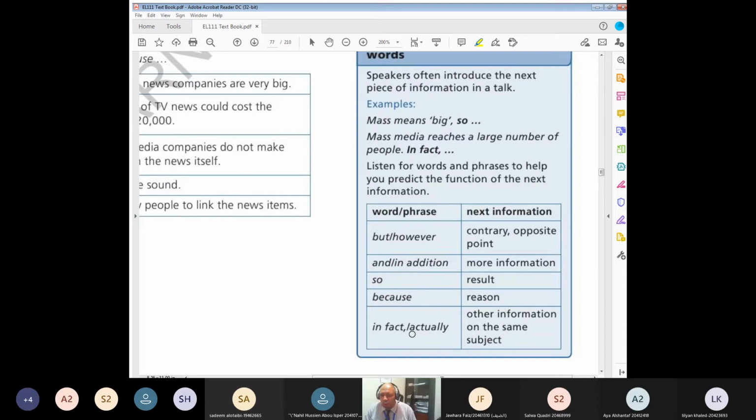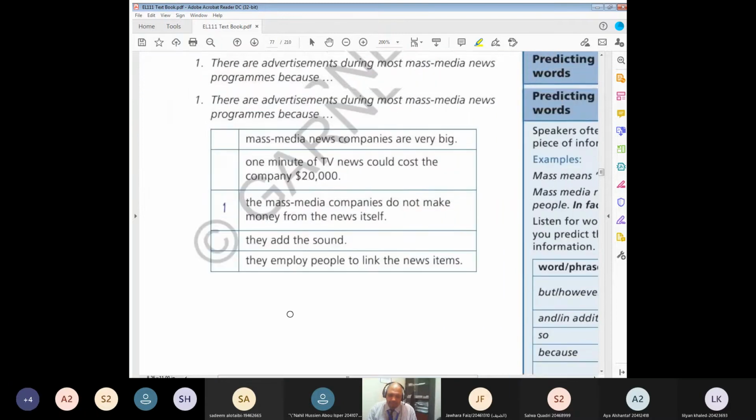So when you see a word like so, you know that there is a relationship of cause and effect, where after so you normally have the result of an action. When you see a word like however or but, you know that what comes after is the total opposite, contrary to what came before. When you have in addition, somebody is giving more information. When you have because, there is a reason for something. In fact and actually give other information on the same subject. Is that clear?